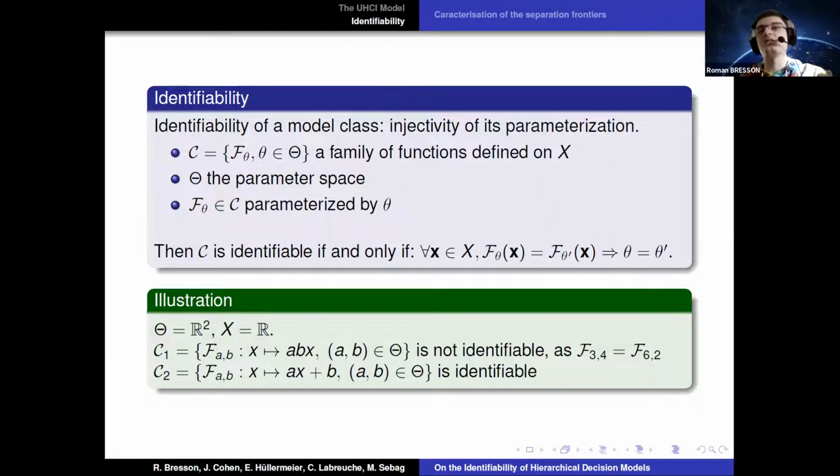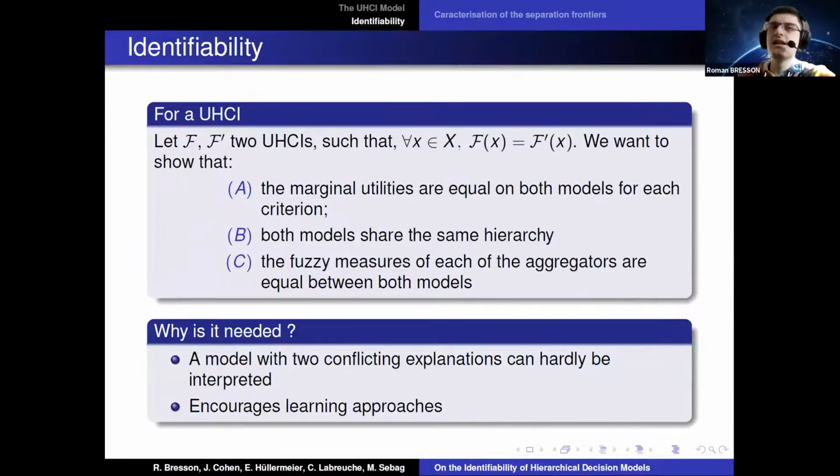You can see that the identifiability depends on the type of parameterization. You could rewrite C1 with a single parameter or constrain the parameters in order to have identifiability. So in the case of a UHCI, what do we mean by identifiability? This means that if we have f and f prime that are 2 UHCI, all their parameters are equal. So all the marginal utilities at the leaf level are equal. They will be different from criterion to criterion, but for both models on the same criterion, you will have the same rescaling.